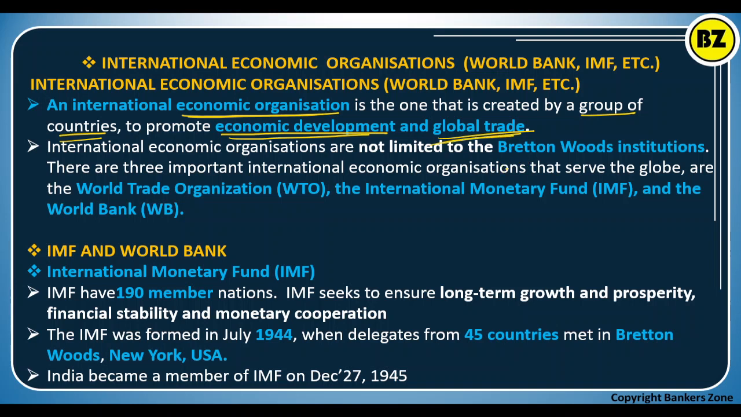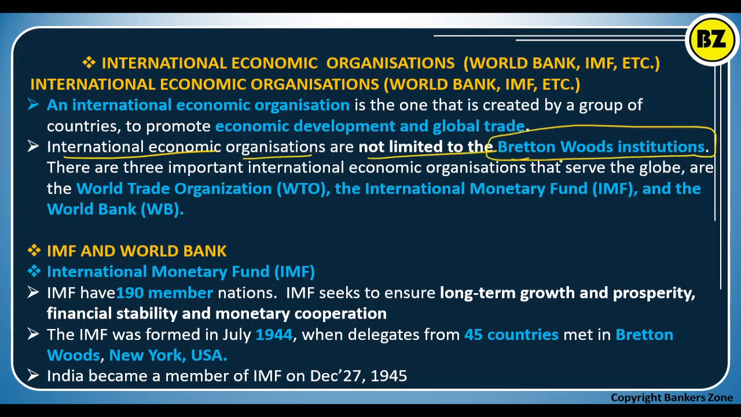Okay, so what is an economic organization? Simply, it is a group of nations that come together to form an organization that will promote economic development and global trade. Now see, international economic organizations are not limited to the Bretton Woods institutions. What do you mean by it? See, what are the Bretton Woods institutions? Generally, World Bank and IMF are called the Bretton Woods institutions.